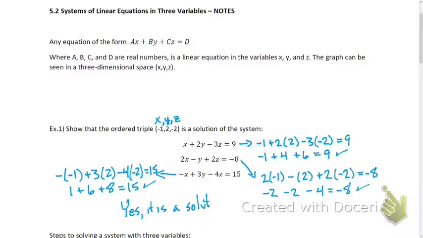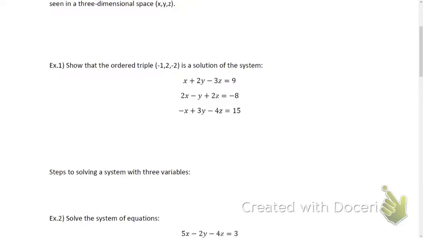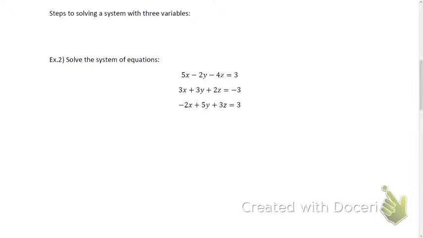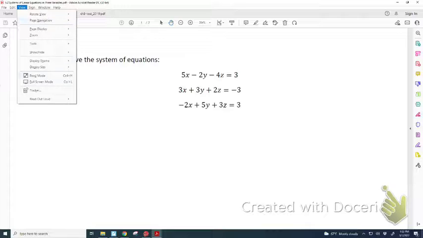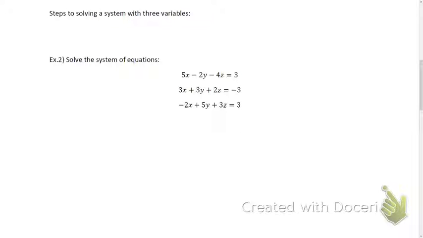So nice and simple start to this lesson. Unfortunately, it gets a little tricky. So down here in the middle of the page, I have it set up to write out some steps to solving one of these systems. First thing you need to do is pick two equations, and one variable to cancel or eliminate.